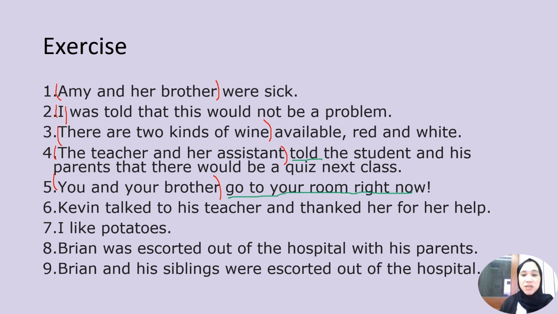Kevin talked to his teacher and thanked her for her help. So who is the sentence about? It is about Kevin. Kevin is the subject. I like potatoes. I is the subject here. Brian was escorted out of the hospital with his parents. So Brian is the subject. Brian and his siblings were escorted out of the hospital. So who is the sentence about? It's not just about Brian, it's about Brian and his siblings. So the subjects are Brian and his siblings.